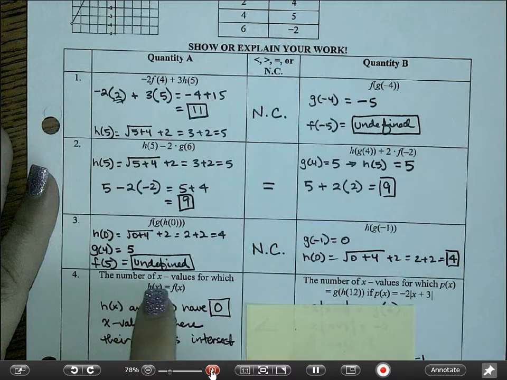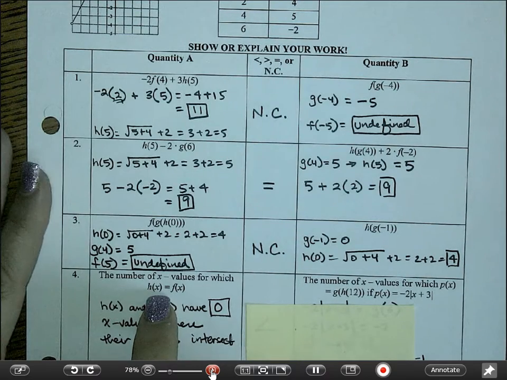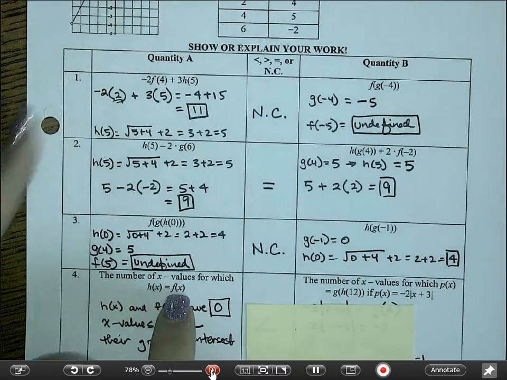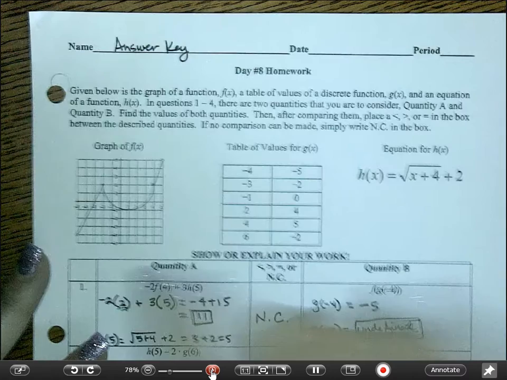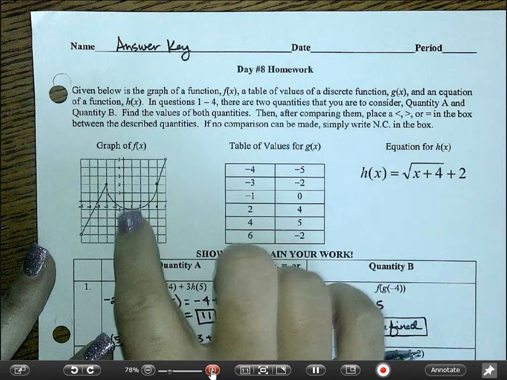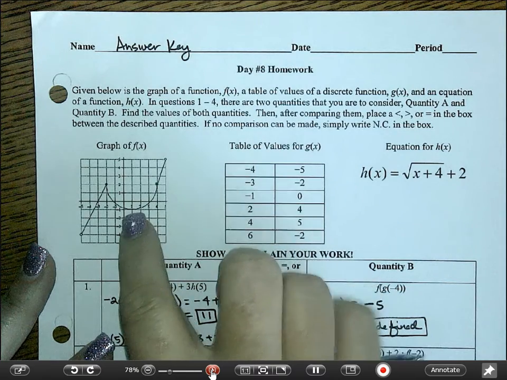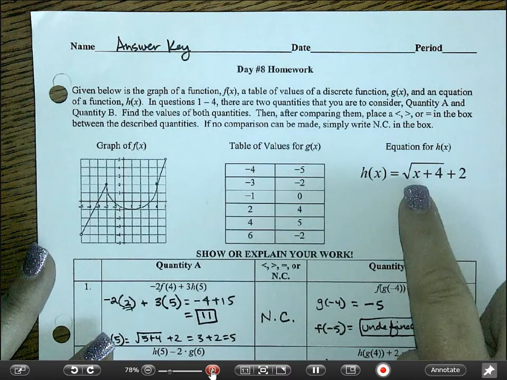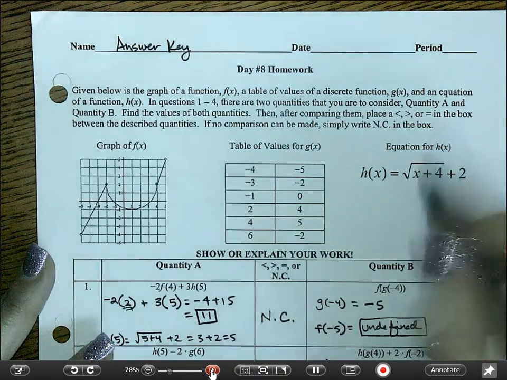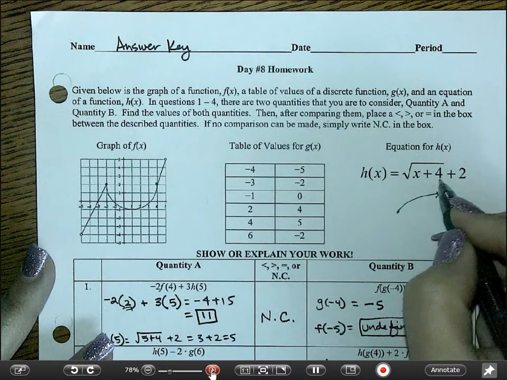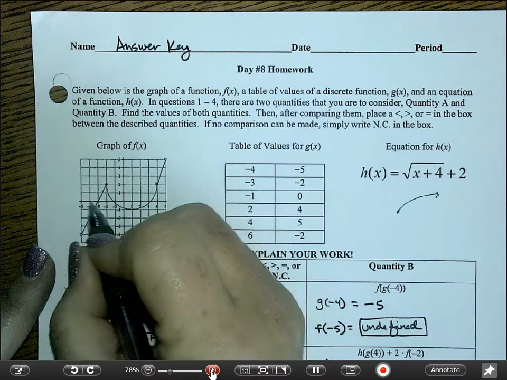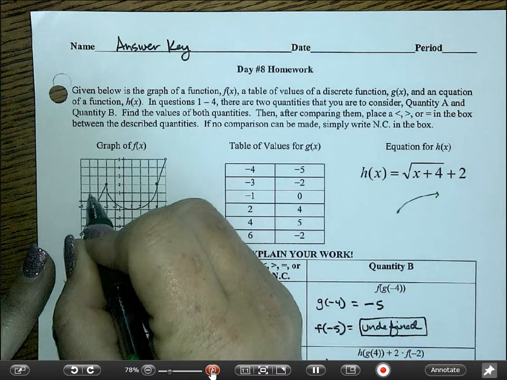The number of x values for which the h function equals the f function. So if I were to take a look on the h function, in order for them to equal, then that means that I am going to probably need to graph. So if I take a look, this is a radical that has been shifted to the left 4 and up 2. So left 4 and up 2.